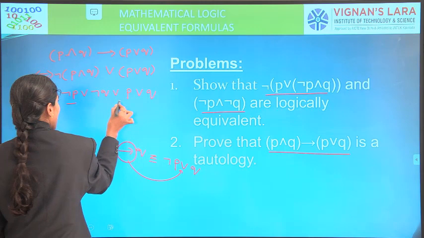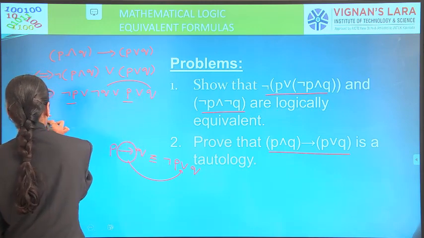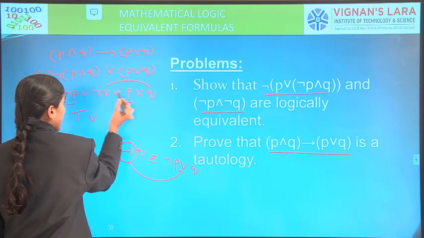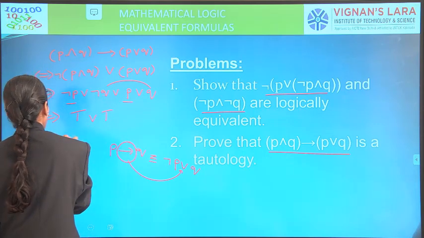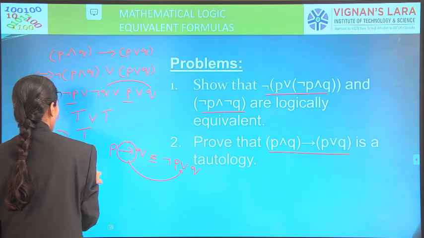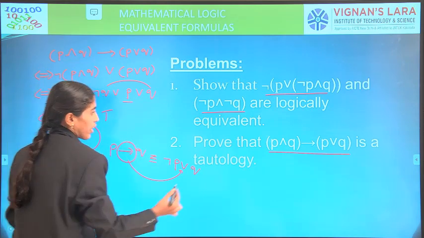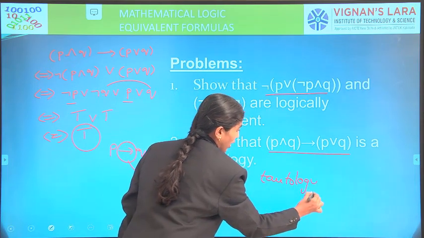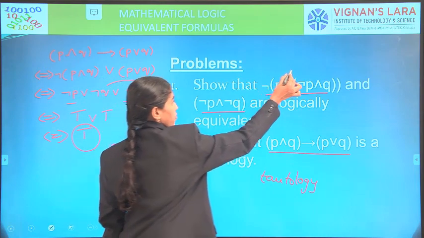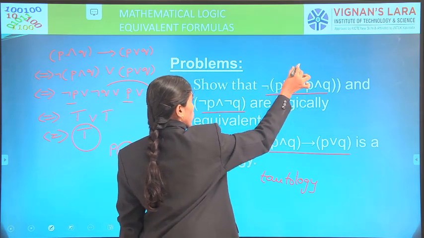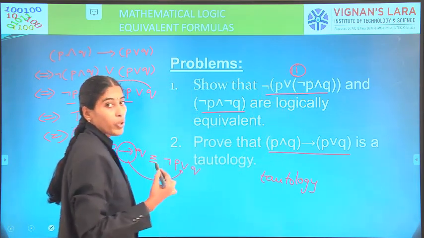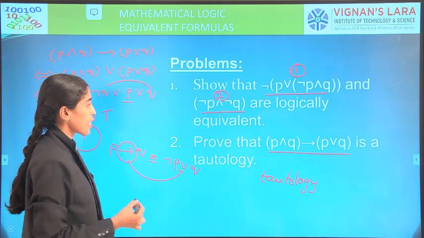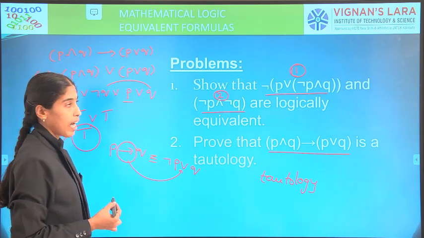By using negation law, negation P or P is T, or negation Q or Q is T. T or T is equivalent to T. Therefore, the second one is a tautology. Right? Similarly, first one, consider this first expression, and by doing the simplification, finally you need to get the second expression. Then we can say that both are logically equivalent.